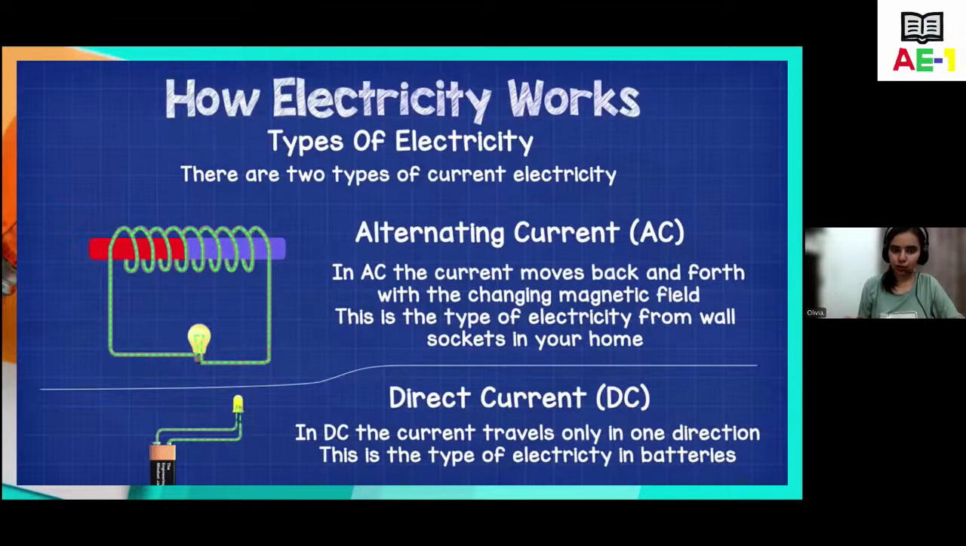Now in electricity too, we have two types of electricity. I'm not going to make this session a really long one, so that you don't start feeling bored. So we are going to end after this.